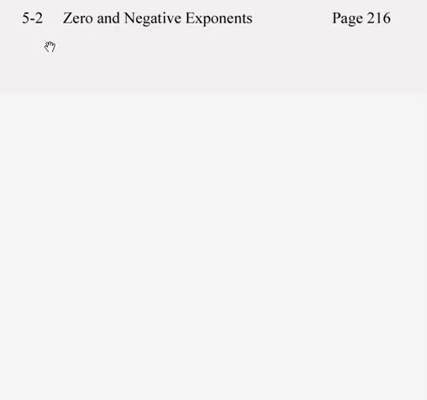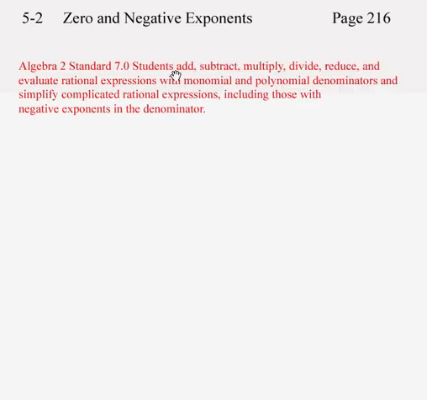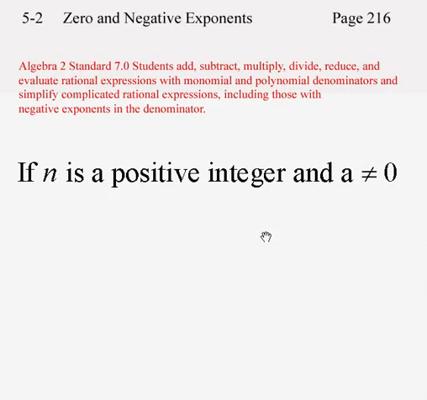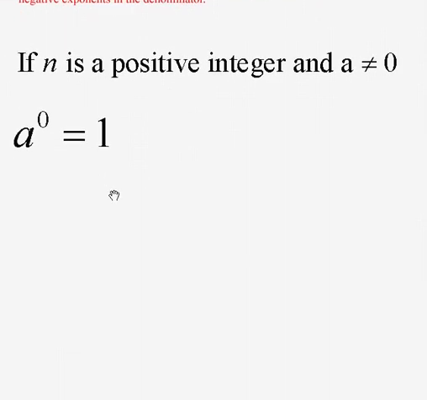In Chapter 5, Section 2, as we're pursuing our state standards, we need to focus on some zero and negative exponents. So we're still working on standard number 7, and we'll come back to that in a moment. But for our zero and negative exponents, if n is a positive integer and a is not equal to 0, any number raised to the 0 power is equal to 1.